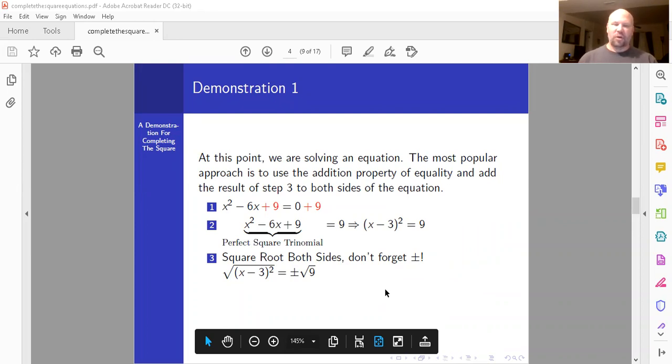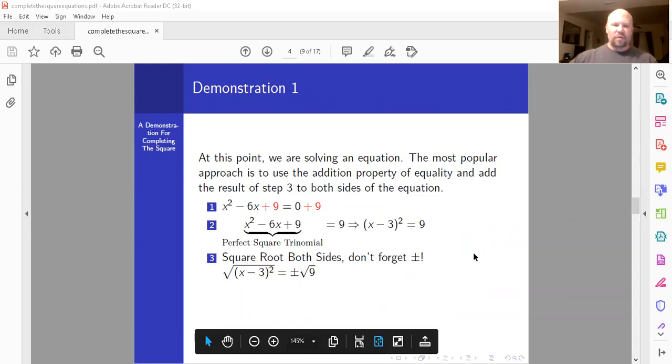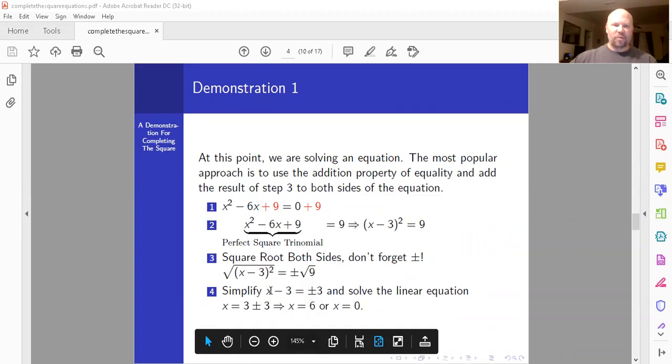It's preferred to put it on the side that doesn't have the variable on it. So after I do this, I now have the equation x minus 3 equal to plus or minus the square root of 9, which is plus or minus 3. Solve this linear equation by simply adding 3 to both sides, and you end up with either 6 or 0 as the solutions to this equation.